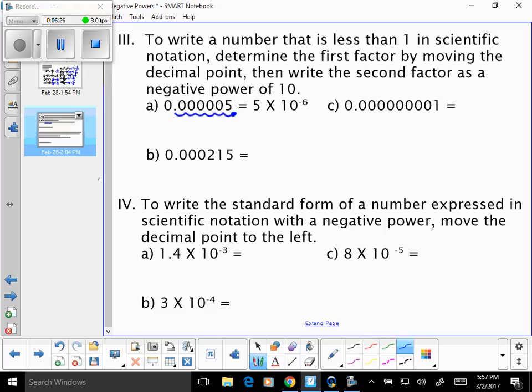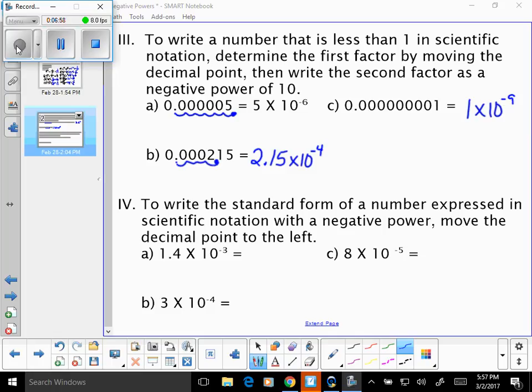Let's look at example B. This decimal point is going to move to between the 2 and the 1. 1, 2, 3, 4. 2.15 times 10 to the negative 4. You hit pause and try example C. Hopefully you all got 1 times 10 to the negative 9 for an answer.